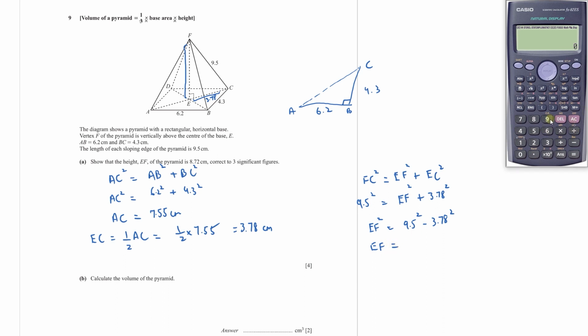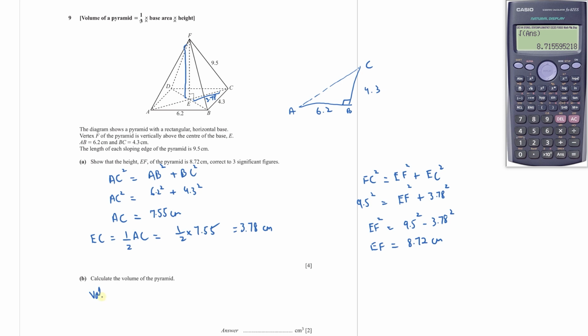So let's calculate this. 9.5 square minus 3.78 square, and then square root of this is 8.72. You have to show correct to three significant figures. So this one will be rounded up to 2 because the next value is 5. So this will give us EF as 8.72 centimeters. So I've shown this. Part B is calculate the volume of the pyramid.